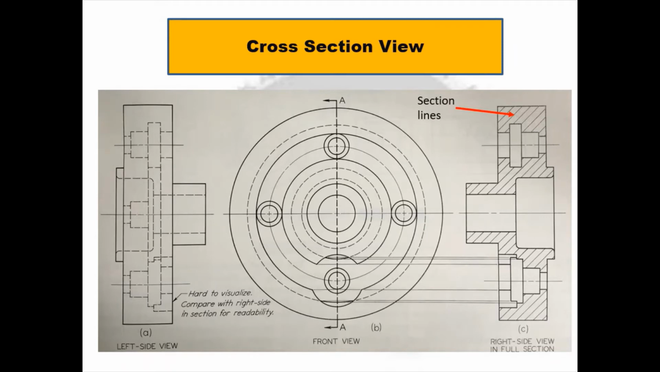A side view of an object with visible and hidden lines is hard to visualize. It is not obvious to differentiate between holes and hidden parts. Whereas a cross-section view simplifies the visual as if we are really looking at the cutting section of the object.